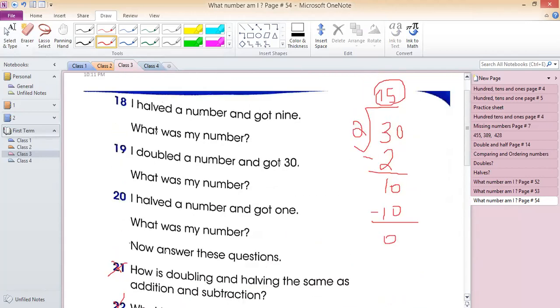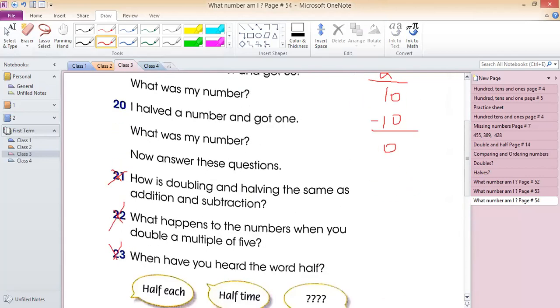For you, I'm just explaining question number 21. What is question number 21? How is doubling and halving the same as addition and subtraction? Because doubling and halving are opposite of each other, like addition and subtraction. If I say 6 plus 2 is equal to what? 6 plus 2 is equal to 8. If I do the opposite, if I subtract 2 from 8, I will get 6 again. 8 minus 2 is equal to 6.